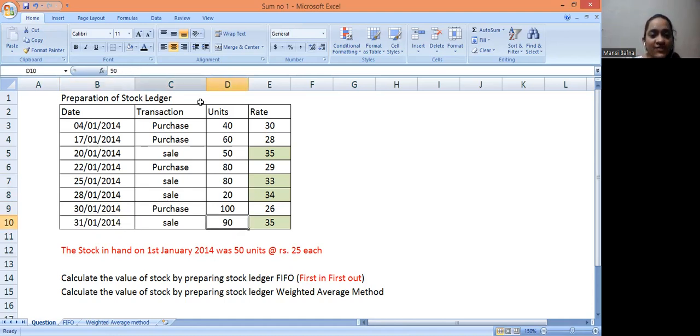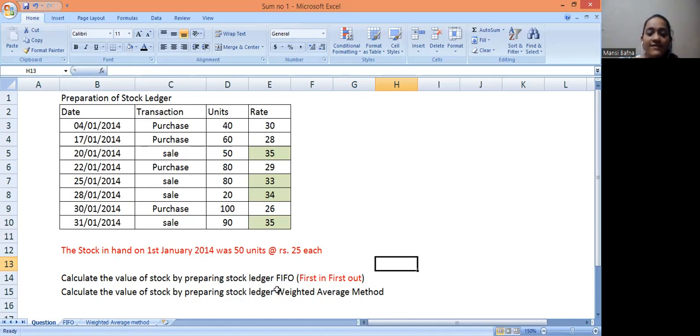So all of these transactions we have to prepare in a stock ledger using two methods. The first method talks about first in, first out. First in, first out basically means that the stock which we have purchased earlier will be utilized first, and the stock which is purchased at a later date will be used later. जो stock हमारे पास पहले आया है उसको हम पहले use कर लेंगे, और जो stock बाद में आया है उसको हम बाद में use करेंगे. That is what the FIFO method is about.